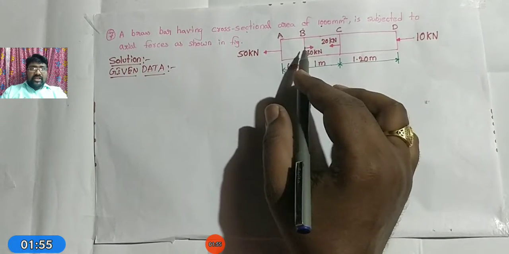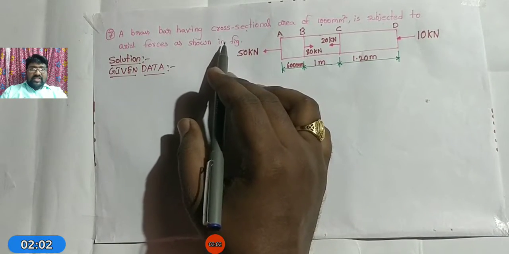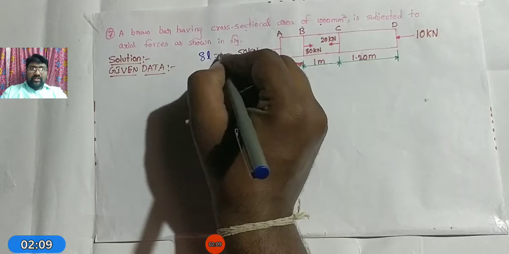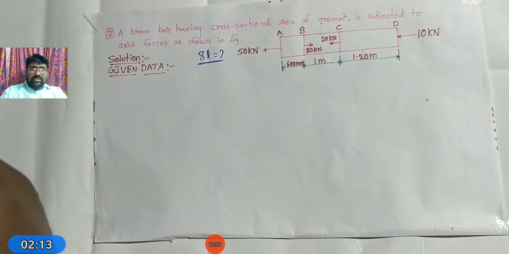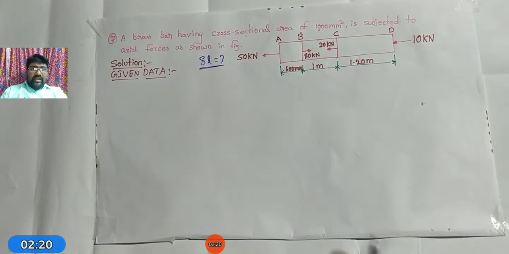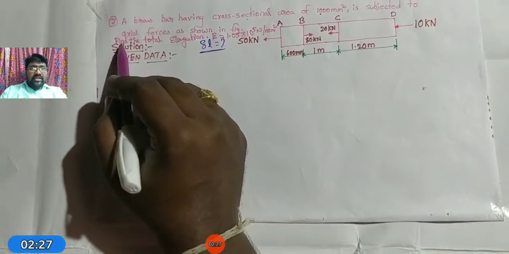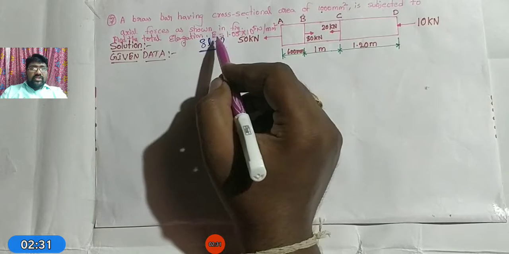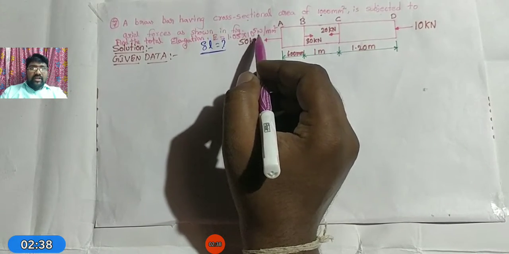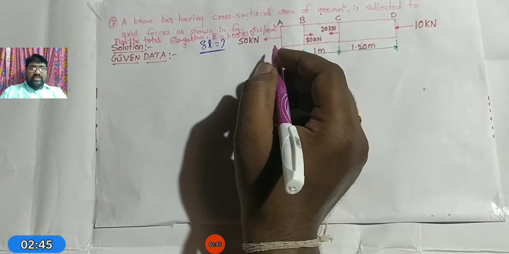First, consider section AB. Based on that, we need to calculate the force separately. Finally, we need to calculate the change in length. For that, they have given the area and Young's modulus. Young's modulus is the same for every section. Here, find the total elongation, and take Young's modulus equal to 1.05 into 10^5 newton per millimeter square. It is the Young's modulus of the given bar for all three sections, AB, BC and CD, the same for all sections, because it is made up of a single material.